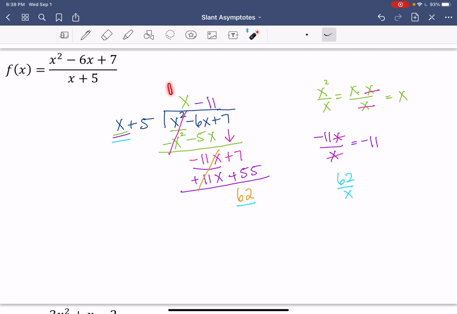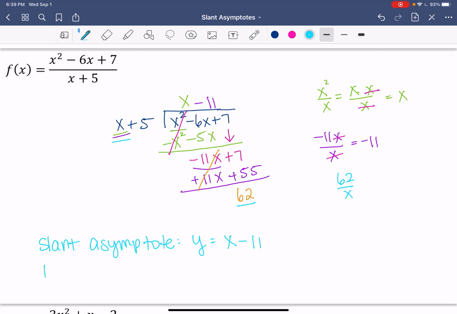Now your slant asymptote is only what's up at the top, basically your quotient, okay? So I'm going to write the slant asymptote is equal to y equals x minus 11. Now you don't include the remainder in the slant asymptote. The slant asymptote is only what's on top.